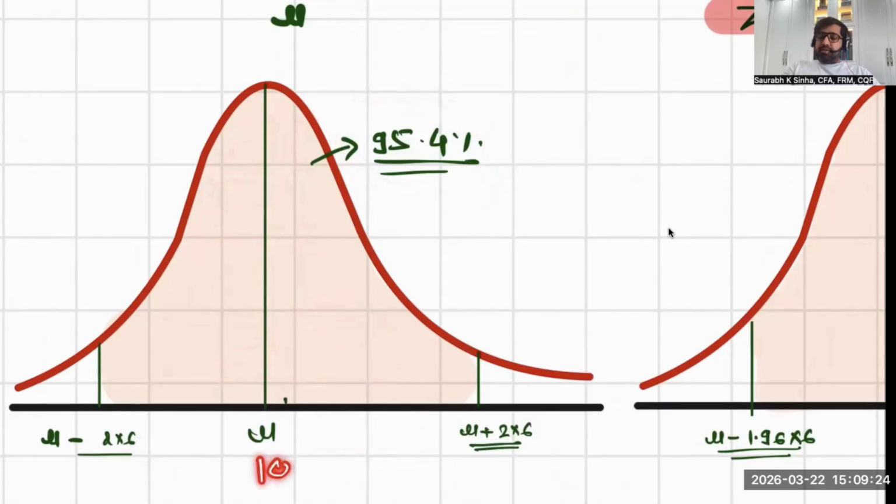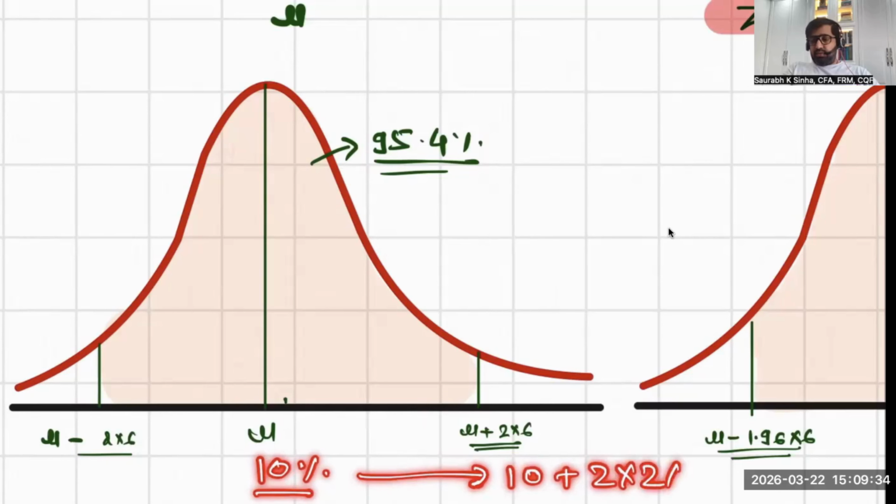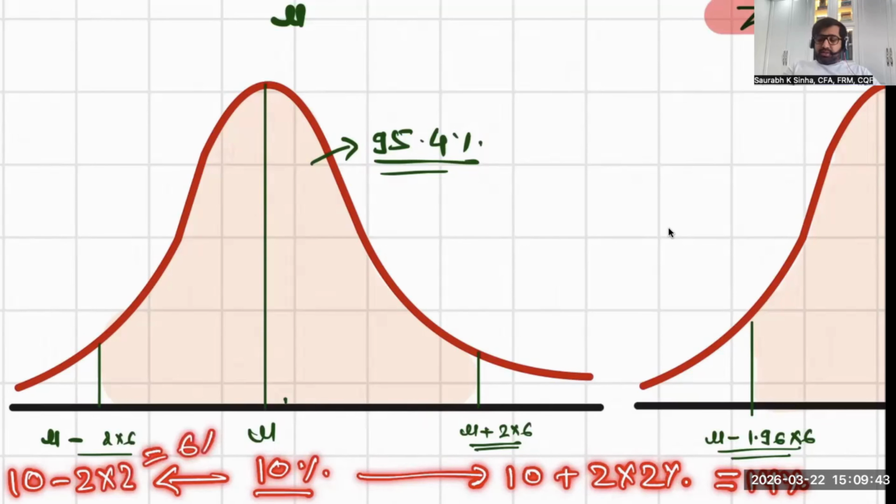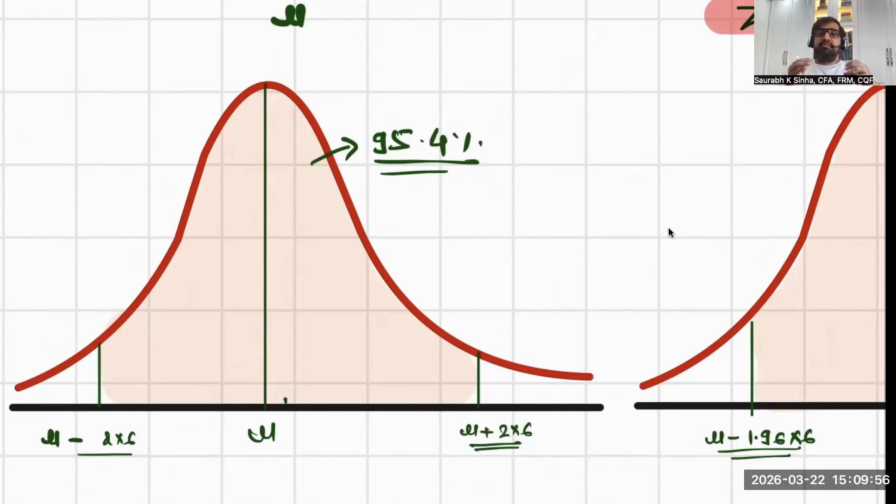So basically, if my mean is 10% and the standard deviation given in the question is 2%, and I move in the right direction, 10% plus 2 into 2%, that is 14%. 10% minus 2 into 2%, that is 6%. So the area under the curve between 6% and 14% of the stock return is 95.4%, or you can say there is a 95.4% probability that the return would be between 6% and 14%.